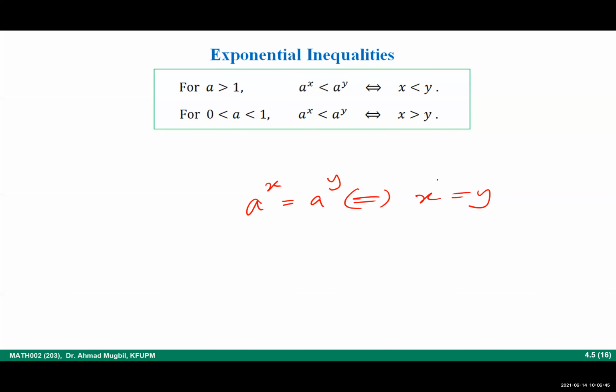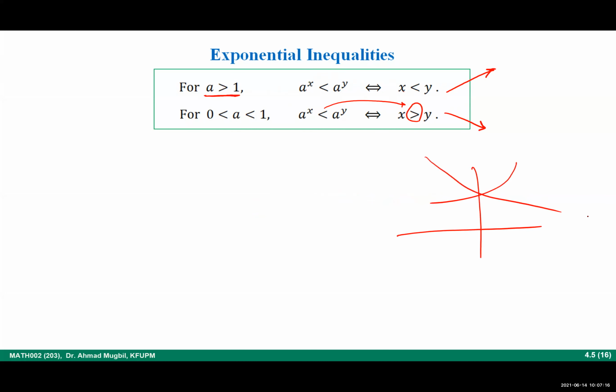This is so easy. Now, if it is an inequality, less than or greater than, let's take the less than, it is the same idea. If a to the power x is less than a to the power y, then x is less than y. This is if a is greater than 1. But if a is between 0 and 1, it will be greater than, the opposite. Because this one, shabab, is increasing and this one is decreasing. This is the reason. And you can check the graphs. The graph of the first one is like this. The graph of the second one is like this.